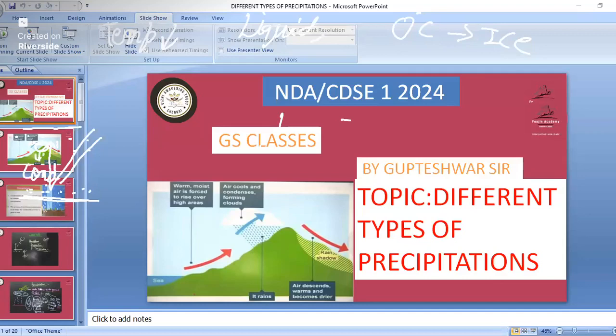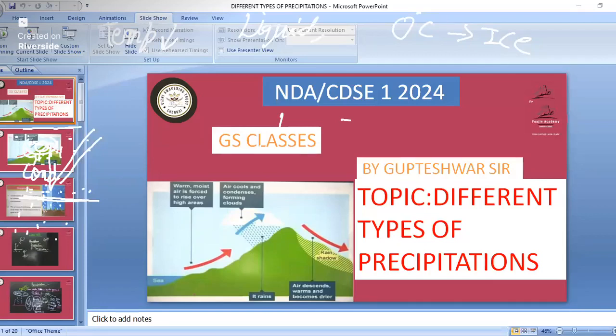When due to heavy weight and gravity pull, those nuclei, or you can say the condensed part, start falling down as water, or as ice, or as snowfall, that particular process is known as precipitation. So we have different types of precipitation: snowfall, rain, sleet, hailstorm, freezing like snowfall. That is all part of precipitation.